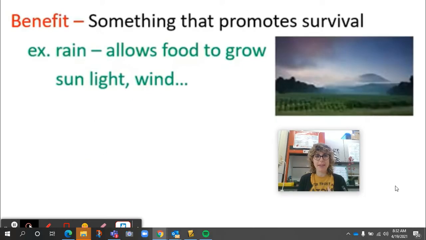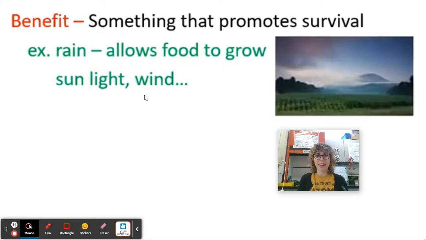Okay, so then what's a benefit? A benefit is something in an ecosystem that's going to promote survival. So rain is a really important benefit for ecosystems. It's going to allow food to grow. It's going to allow plants to thrive. It's going to allow any living thing that relies on water to be able to continue living. Or wind. Wind is a really great benefit because it helps to move seeds around and pollen around to create new generations of plants to grow. So these are things that benefit and promote survival.